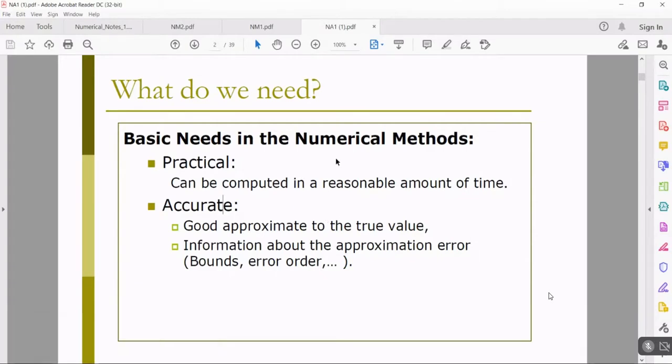So the basic need in numerical methods is that a solution can be computed in a reasonable amount of time. Today we have lots of computers and computing facilities, and we use these facilities to get fast solutions instead of searching for the exact solution, because sometimes we don't know how to obtain the exact solution. Sometimes we know how to obtain the exact solution, but that is a very time consuming process. So instead of that, we go for an approximate solution by using some numerical algorithms.